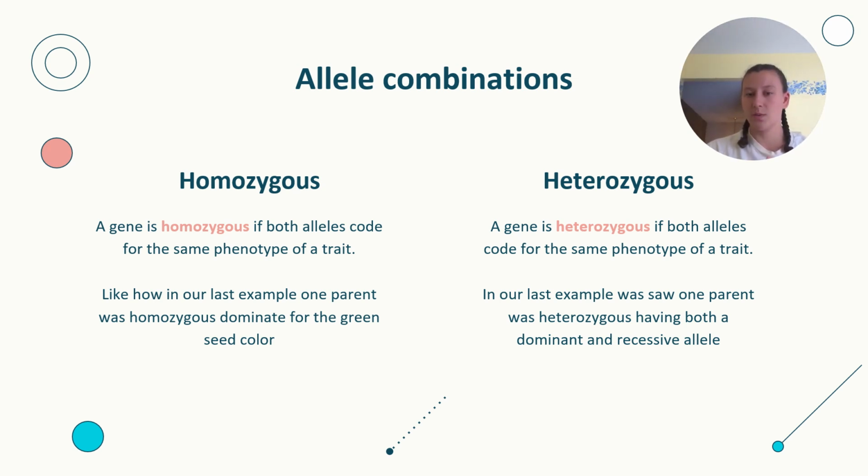So heterozygous will always code for the dominant phenotype. Homozygous can code for either the dominant or the recessive phenotype. But like we talked about earlier, we only can see the recessive phenotype if it's 2 recessive alleles.